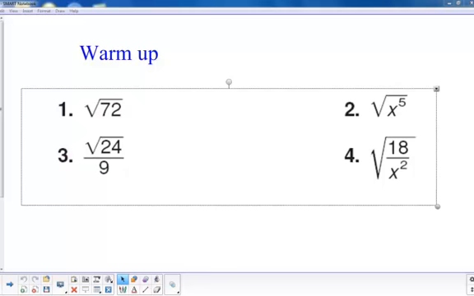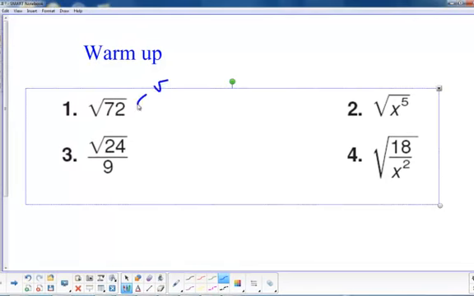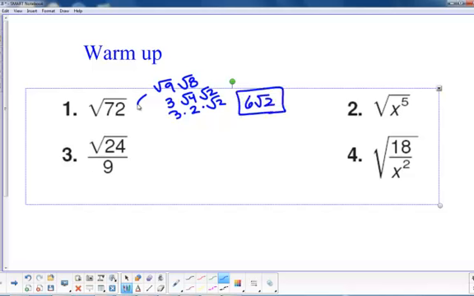All right, we're going to do a quick review of last night's homework, which is just simplifying these radicals. 72 is 9 times 8, so we're going to write it like this. 8 can be broken down again. Square root of 9 is 3. And the square root of 8 we can break down into 4 times 2. So this is really 3 times 2 times the square root of 2. So the square root of 72 simplifies to 6 root 2.